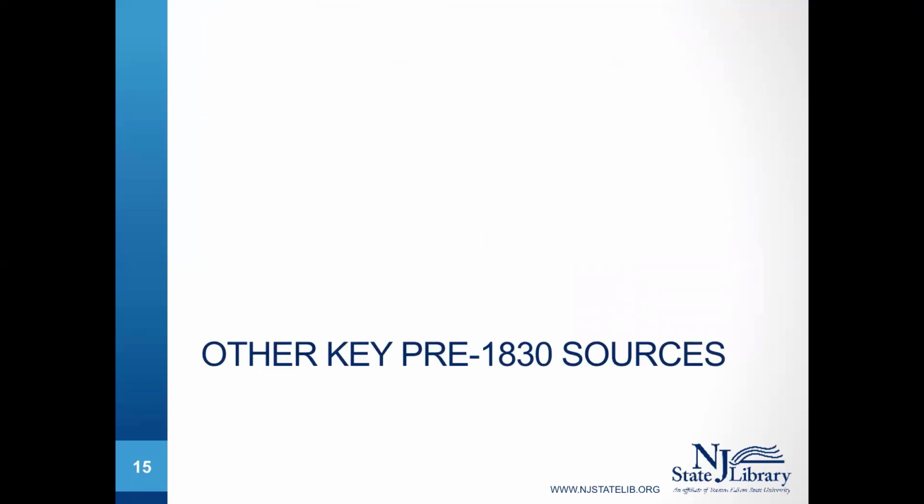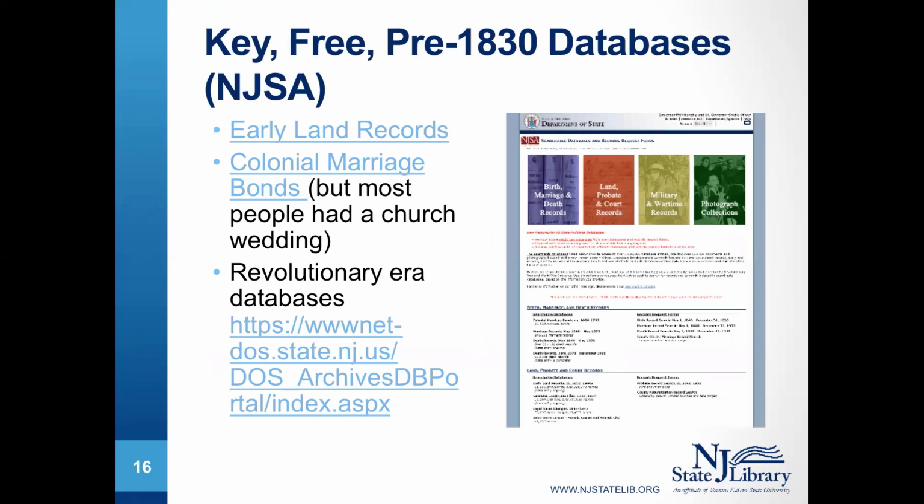I'm going to close by mentioning a few additional pre-1830 New Jersey sources. Anyone researching New Jersey genealogy would be wise to check out the following free State Archives databases. First, the Early Land Records allows you to track land transactions your ancestor made and deeds in which they are mentioned as a neighbor. Occasionally very helpful are the colonial marriage bonds. However, most people opted for a church wedding where a license was not needed. There have been multiple compilations of marriage bonds, but this database is the best and most recent access point and corrects errors found in earlier compilations.